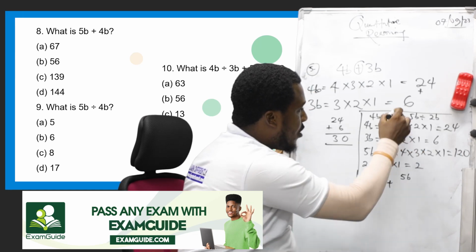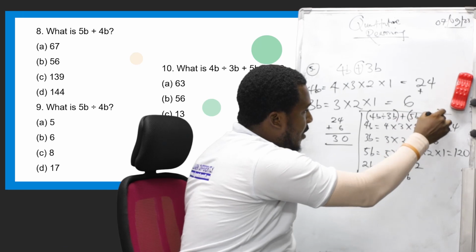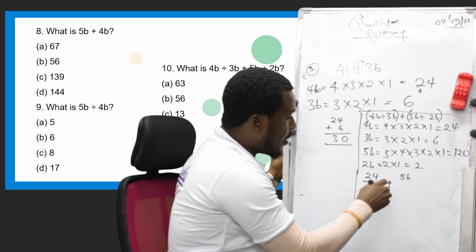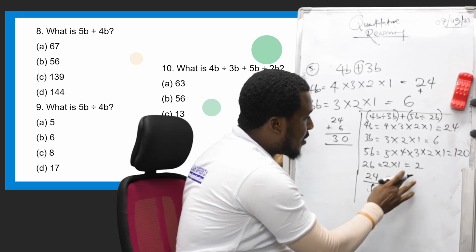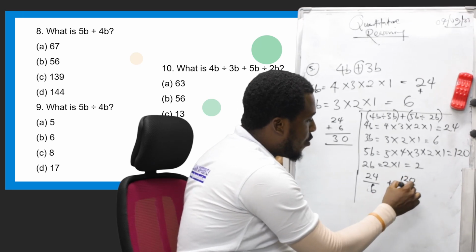Something that was mistaken earlier on, please, there's a bracket existing here. So you're dealing with the problems one by one, one after the other. So 5b has 120 all over 2.